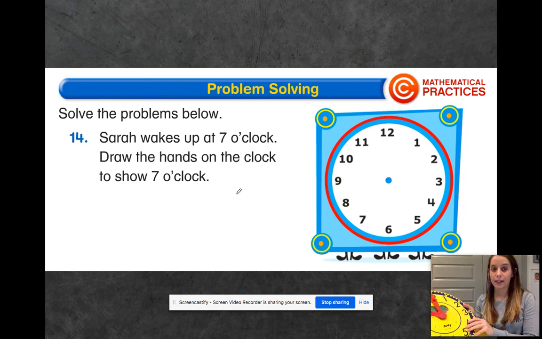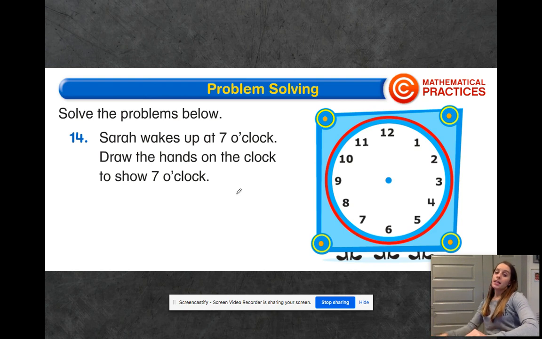And here's our last example for today. So it says to solve the problem below. Sarah wakes up at 7 o'clock. Draw the hands on the clock to show 7 o'clock. And you're going to have to draw hands on a clock in the worksheet that you're doing today. So let's make sure we know exactly how to do that.